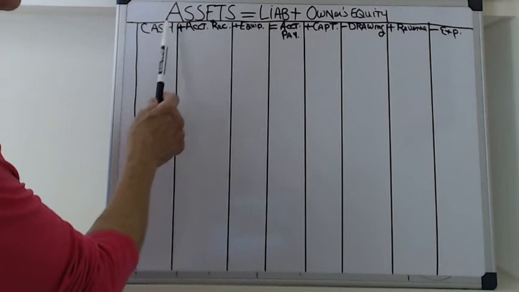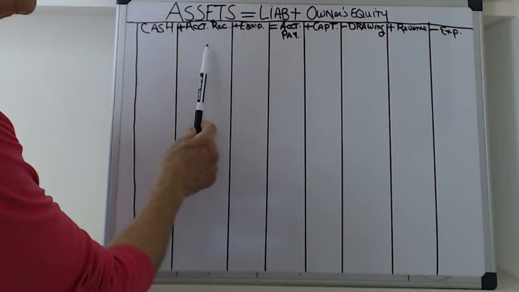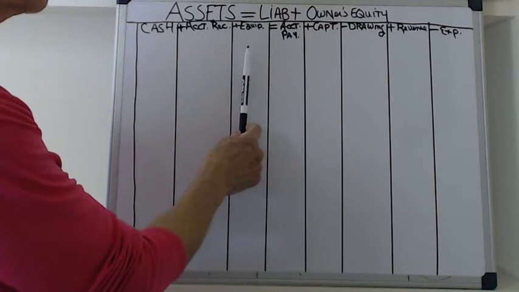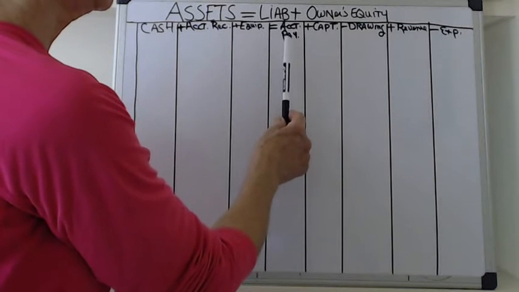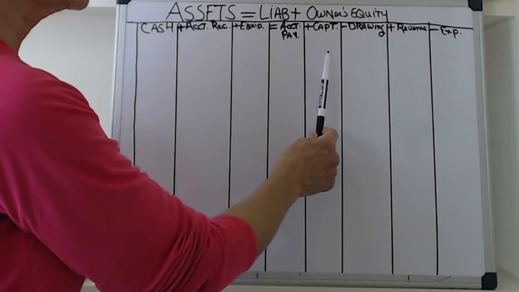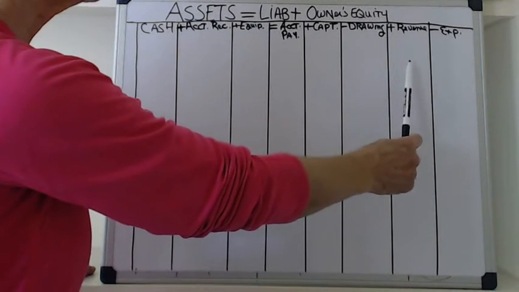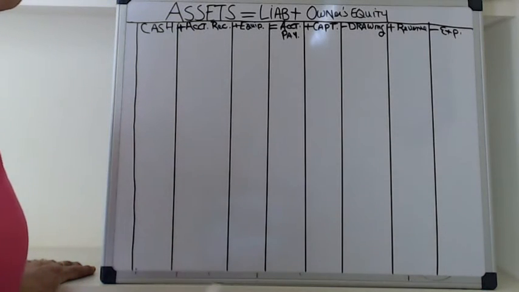But under assets, I put 3 assets: cash, plus accounts receivable when someone owes you money, plus equipment. And then on the right-hand side, I have accounts payable for the liability when you owe money, capital, the owner's investment, drawing when you take money for personal use, revenue, money you're earning in your business, and expenses, money that you pay for things to operate your business.